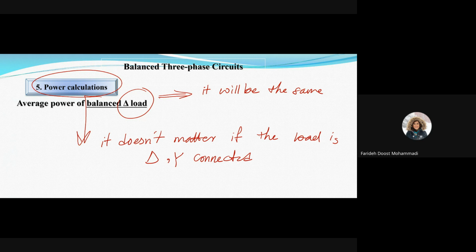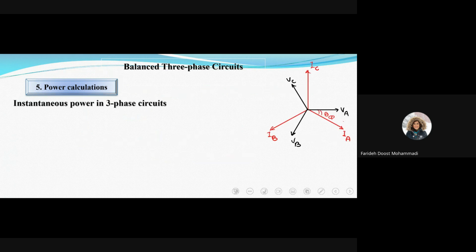The next part that I want to discuss is instantaneous power. Here, what you can see is the voltage at each phase and the current at each phase. And this is actually the angle difference between them. It's called theta phi here. If I want to focus on the instantaneous power of a three-phase circuit, what I have is I want to solve for PT, which is the multiplication of VT by IT.